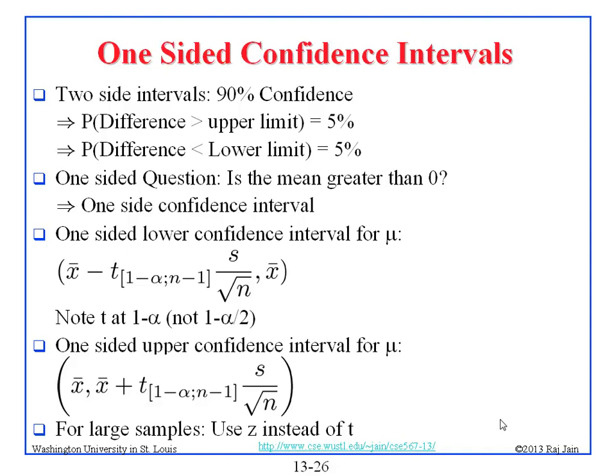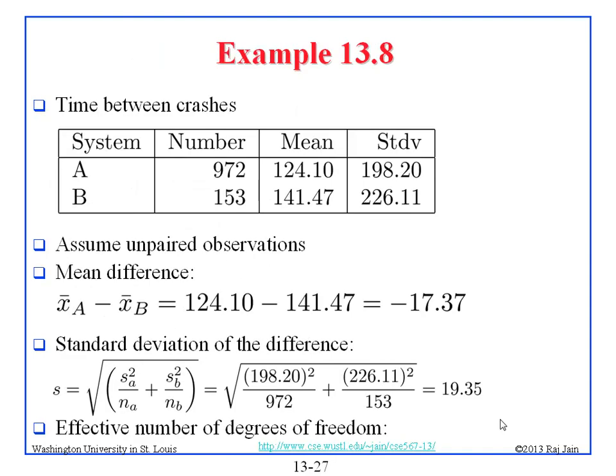All right. So only for small numbers they are different. For larger numbers, the T and G distributions are same. All right. So let's see this. Time between crashes. We had 972 observations. The mean time between crashes was 124, and the standard deviation was 198 on the system B.